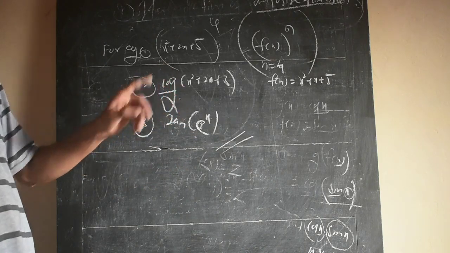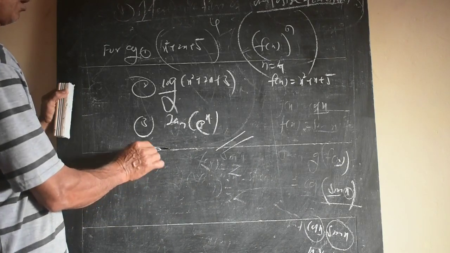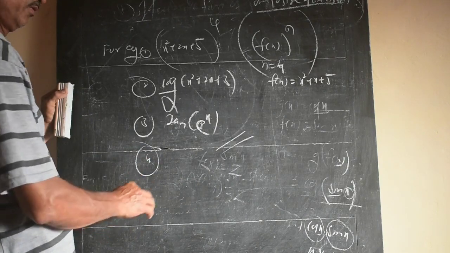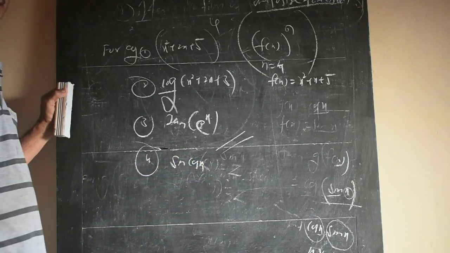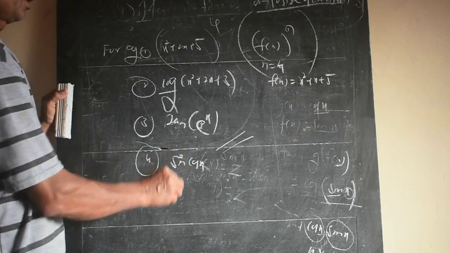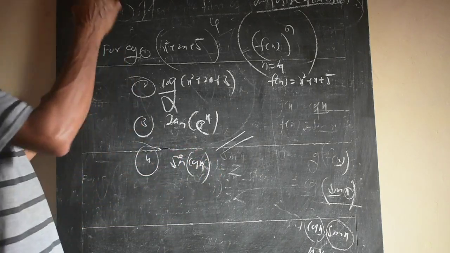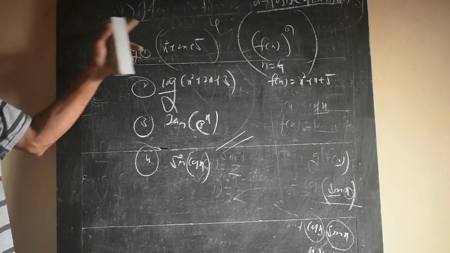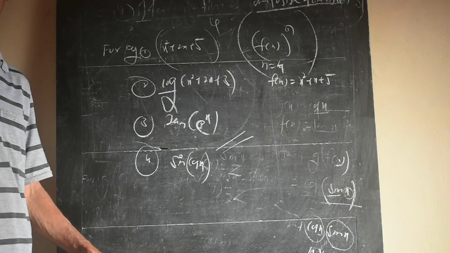Later on, once you have understood, there is no need of writing the bracket also. For example, sine of cos x, no need of bracket. Once you are well versed, sine of cos x is understood. So, these are all composite functions. Let us try to understand how to differentiate a composite function.